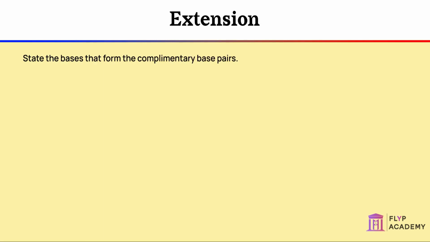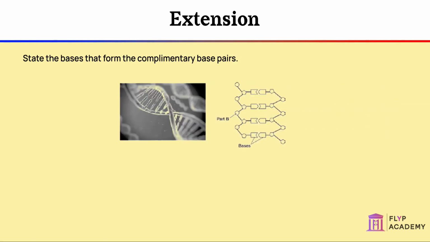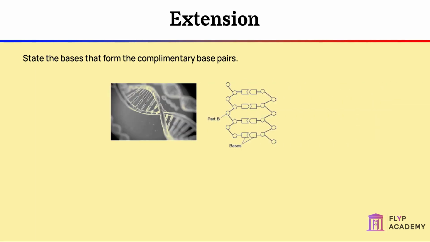DNA has a double helix structure. It consists of sugar phosphate strands and nucleotide base pairs. The bases are A, T, C, and G. A and T always bond as a complementary pair, and C and G always bond as a complementary pair. DNA is described as a polymer because it consists of repeating units.